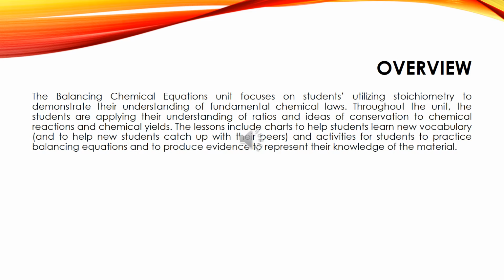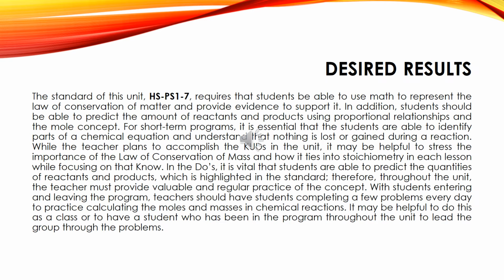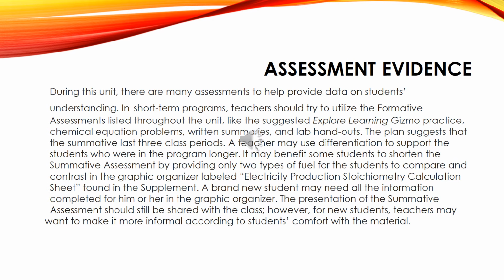Throughout this unit, students are able to learn ratios and ideas of conservation applied to chemical reactions and chemical yields. Students should be able to predict the amount of reactants and products using proportional relationships and the mole concept. Assessment evidence is listed throughout the unit, like Gizmo practice, chemical equation problems, written summaries, and lab handouts.